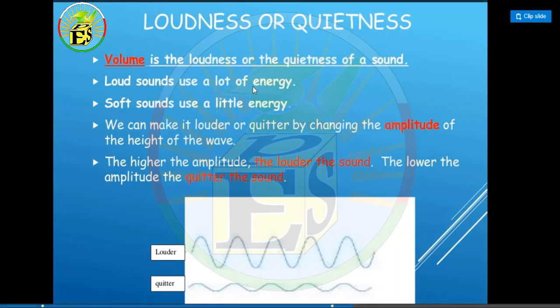Loud sounds use a lot of energy. Soft sounds use very little energy. We can make it louder or quieter by changing the amplitude, or the height of the wave. See, here are the waves. Here the height is very low. Here the height and amplitude is very high. This means this is a louder sound and this is a quieter sound.